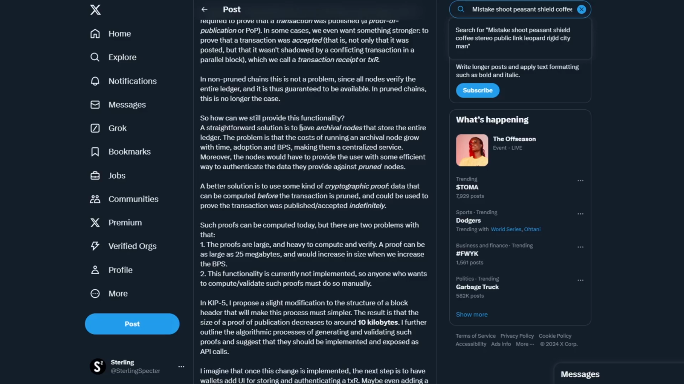A straightforward solution to this would be an archival node that stores the entire ledger, so something that does have all of that data, and I believe that you can run one if you want to on Kaspa Coin. The problem is that the cost of running an archival node grows with time, adoption, and blocks per second, making them a centralized service. Moreover, the nodes would have to provide the user with some efficient way to authenticate the data they provided against pruned nodes. So there's no financial incentive to run an archival node because it just takes up a lot of space.